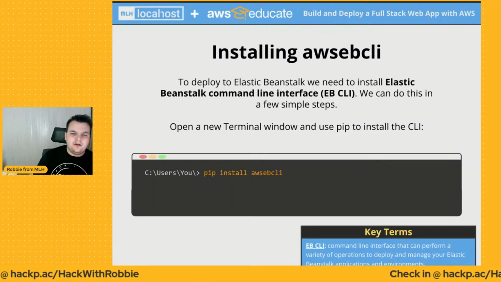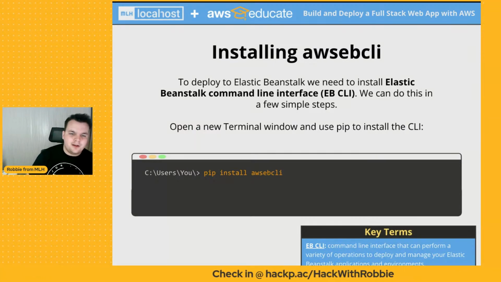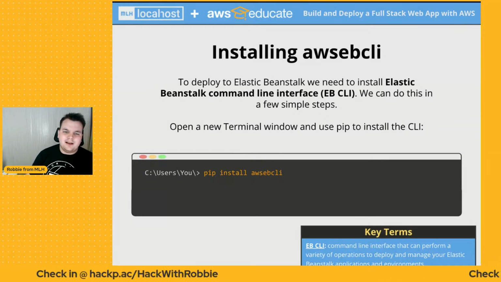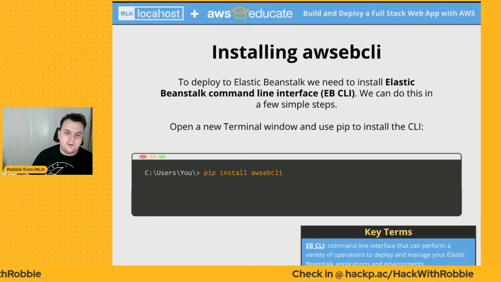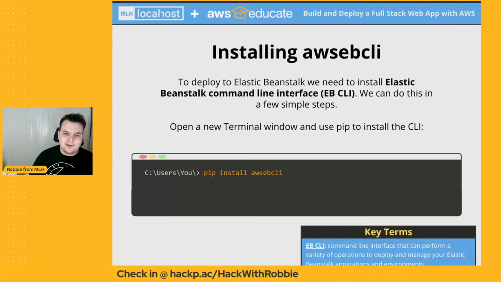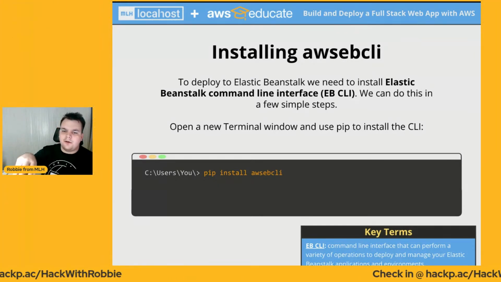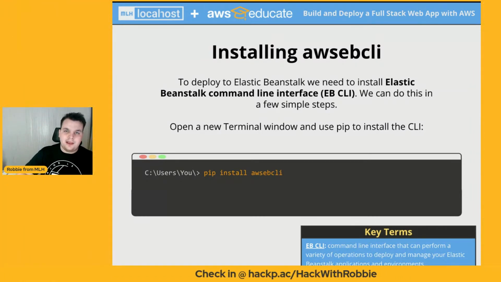Now, I am overjoyed to see that we have to install more software. So we're going to do a pip install awsebcli and hope that it just works. The EB CLI is a command line interface that can perform a variety of operations to deploy and manage your Elastic Beanstalk applications and environments. It's basically the tool we use to get our application from our local computer into Elastic Beanstalk, which is somewhere in the cloud.